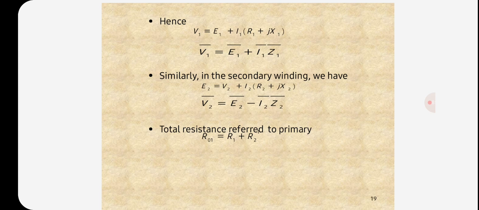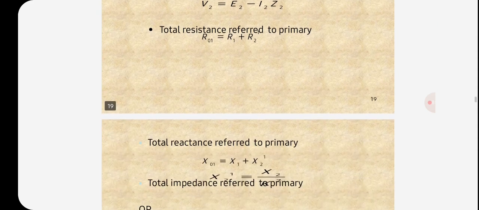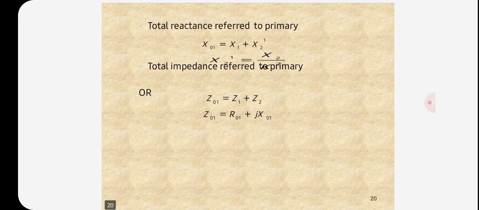The total resistance referred to primary, R01, is equal to R1 plus R2 dash. The total reactance referred to primary, X01, is equal to X1 plus X2 dash, where X2 dash is equal to X2 by K square. The total impedance referred to primary, Z01, is equal to Z1 plus Z2 dash, so that Z01 is equal to R01 plus jX01.